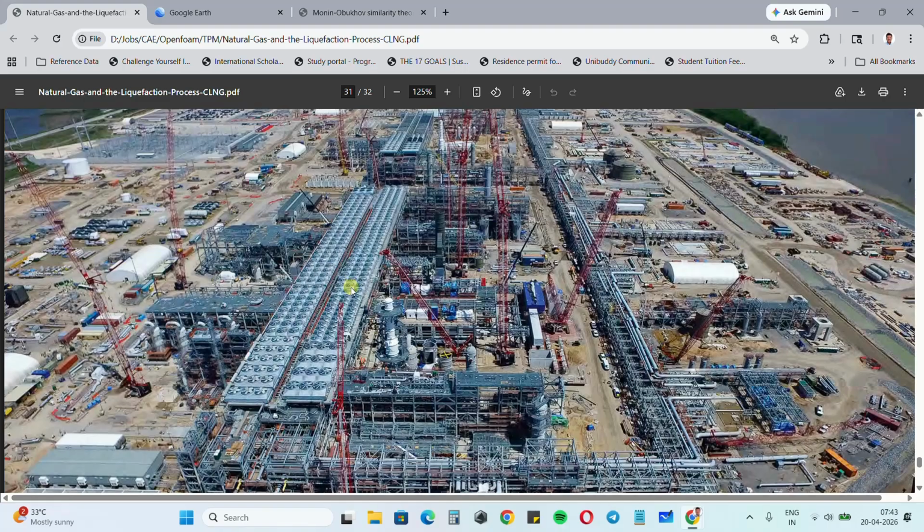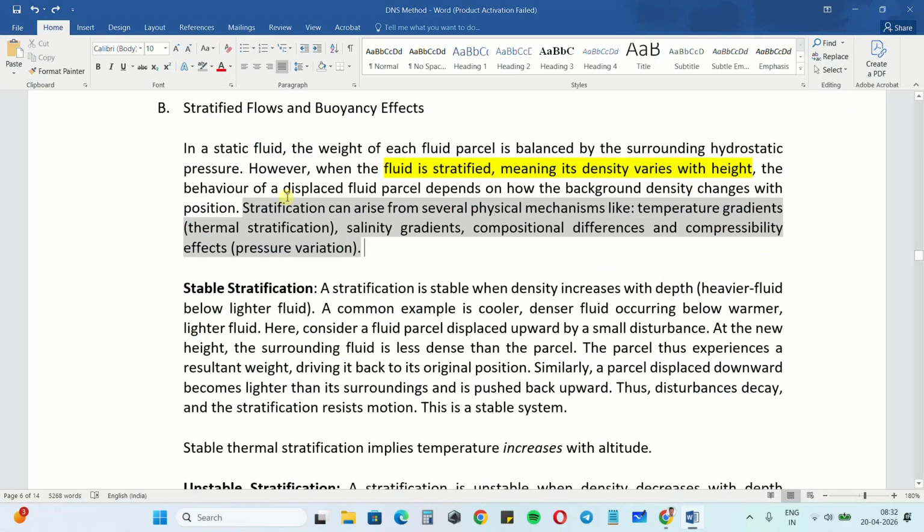Okay, so now we can look into some concepts that we will be using to set up the simulation. The first concept that we want to understand is stratification. When we say that a fluid is stratified, we mean that the density varies with height. There are several different ways to achieve that. The one that we will be talking about in the simulation is thermal stratification. That means we have a temperature gradient with respect to altitude.